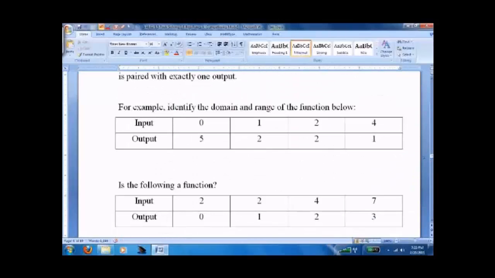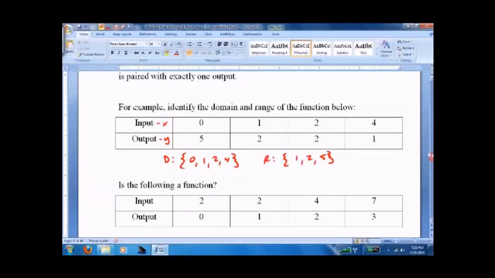So let's just practice. Domain and range of the function. Input, which is always the X, output, which is always the Y. Domain, we'll put these squiggly little brackets, 0, 1, 2, 4. Range, again with the brackets, and we like to write them in order: 1, 2, 5. We did not have to write 2 twice because it's already listed. We don't have to write it again.